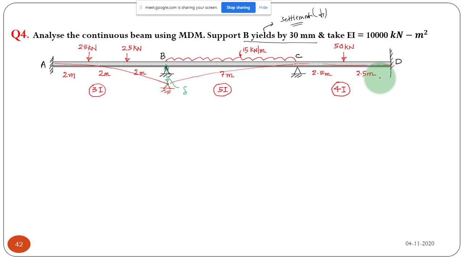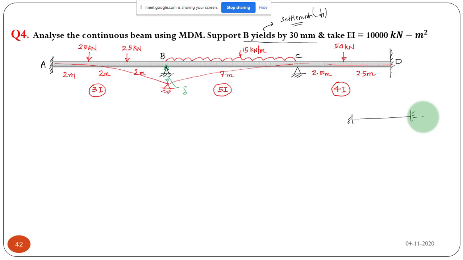So first let us see what is the effect on span AB. What is the effect of this delta in this span AB? So if you just draw the span AB separately.